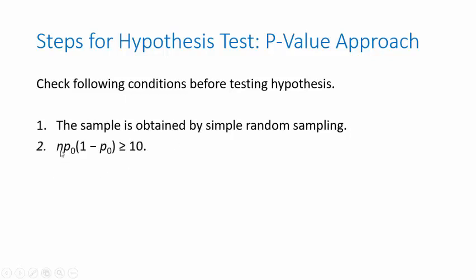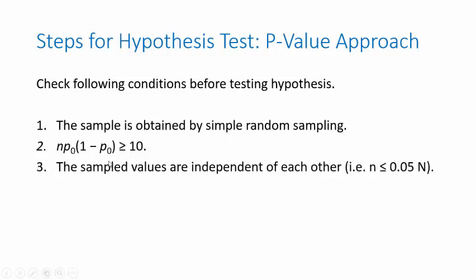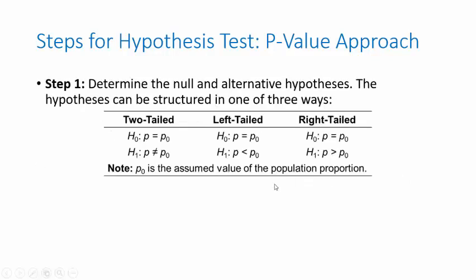The second condition is that n times p0 times (1 minus p0) should be greater than 10. Here n is the sample size and p0 is the proportion in the claim. The third condition is that the sample values should be independent of each other. This condition can be true if the sample size is less than or equal to 5% of the population size.